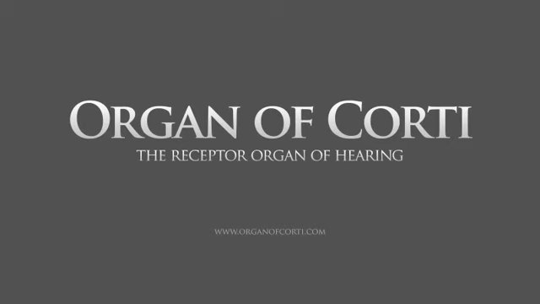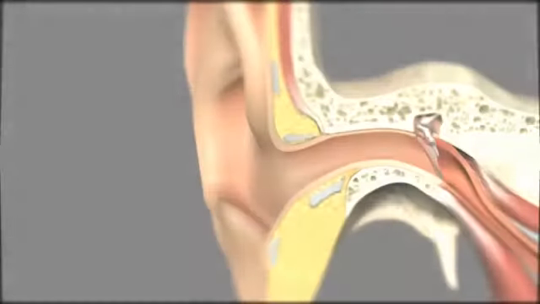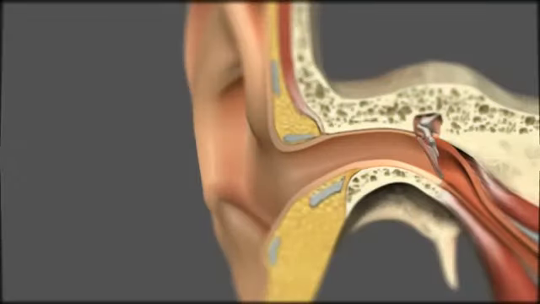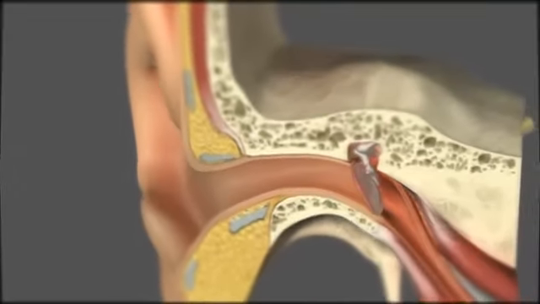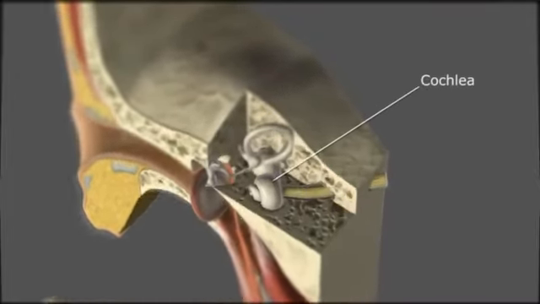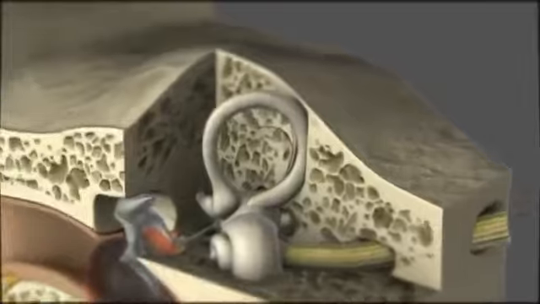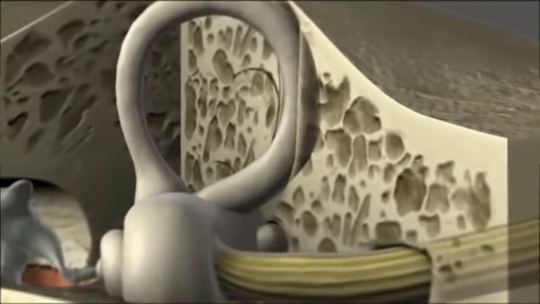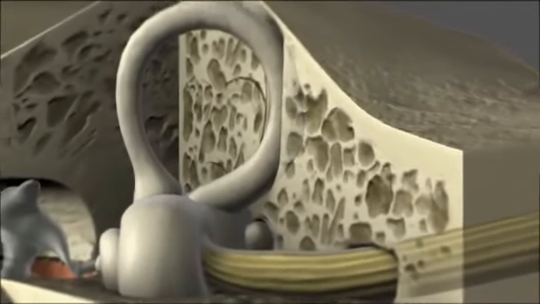To hear, our ears must capture sound, transmit it to the organ of Corti, and translate it into neural impulses to be delivered to the brain. The organ of Corti is located in the cochlea, a spiral, three-chambered, snail-like structure, 10 millimeters wide, within a bony matrix.